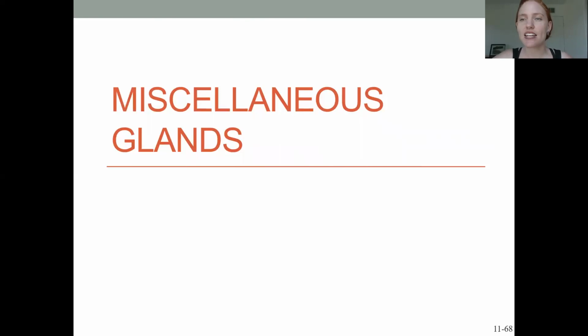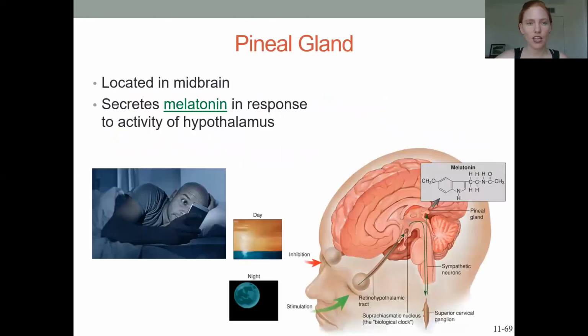Okay, a couple of miscellaneous glands, and then we'll be done. Okay, first one is the pineal gland. So if you're looking at the brain here, here's the thalamus. Looks like a big eye to me. So there's the thalamus. If you go posterior to the thalamus, you've got this little circular gland.